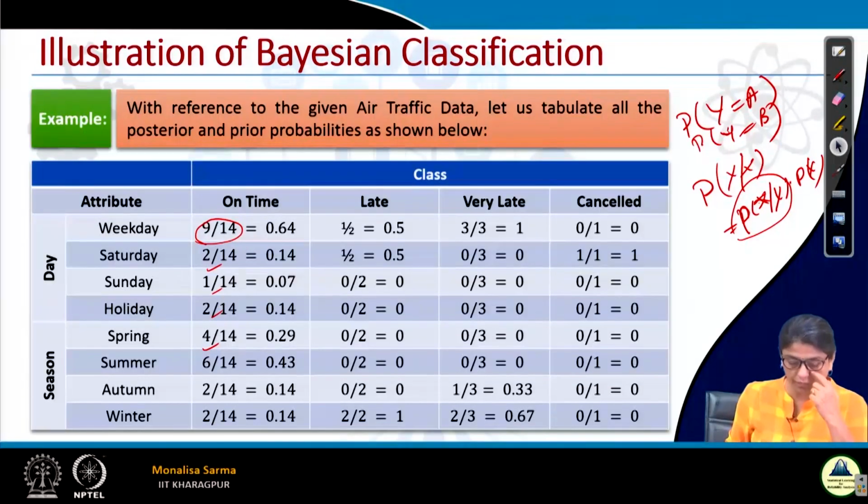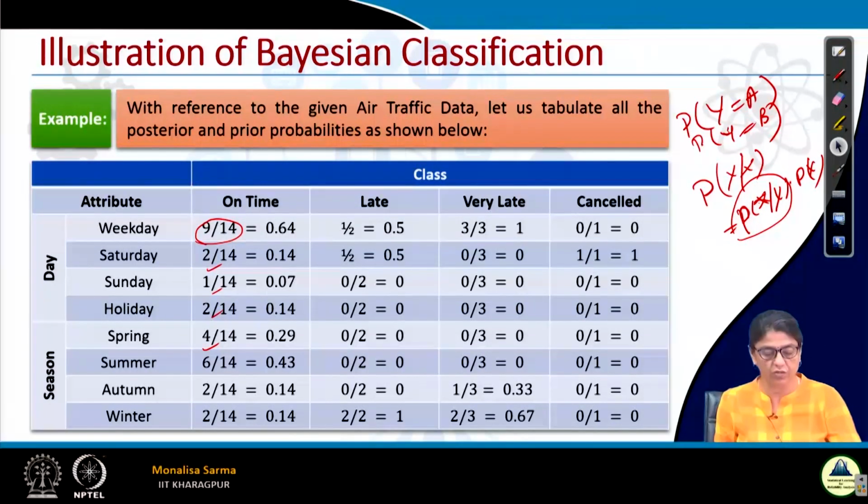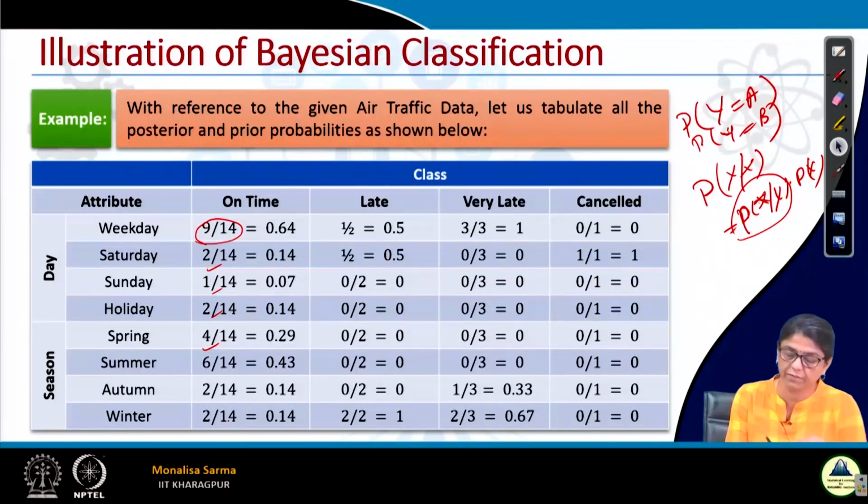So for spring it is 4 by 14. Season also has 14 occurrences in total. This way we can find the posterior probability: what is the probability that the season is spring, given that the flight has reached on time? On time there are a total of 14 occurrences. Now, how many occurrences of spring, summer, autumn and winter are there?